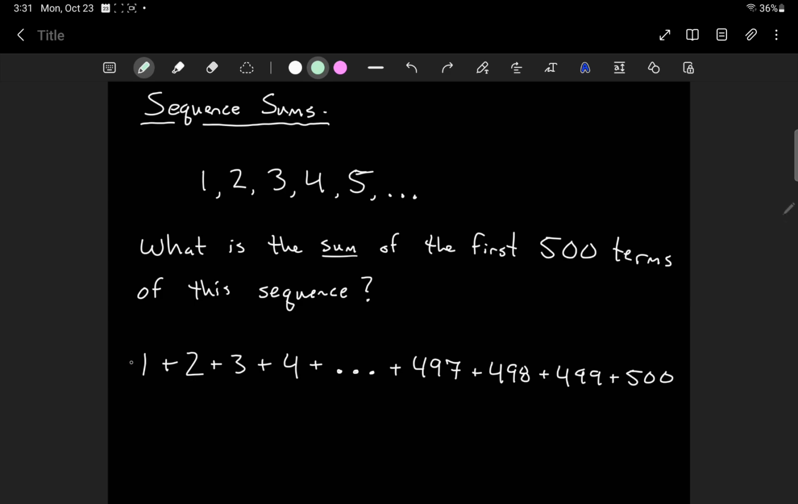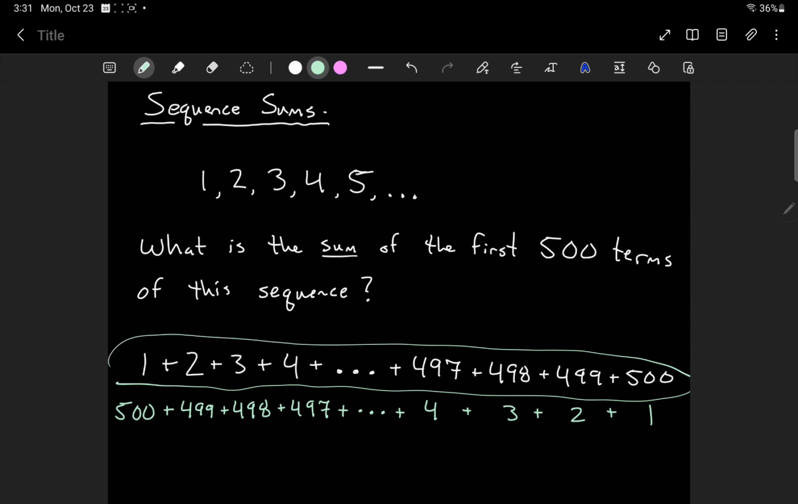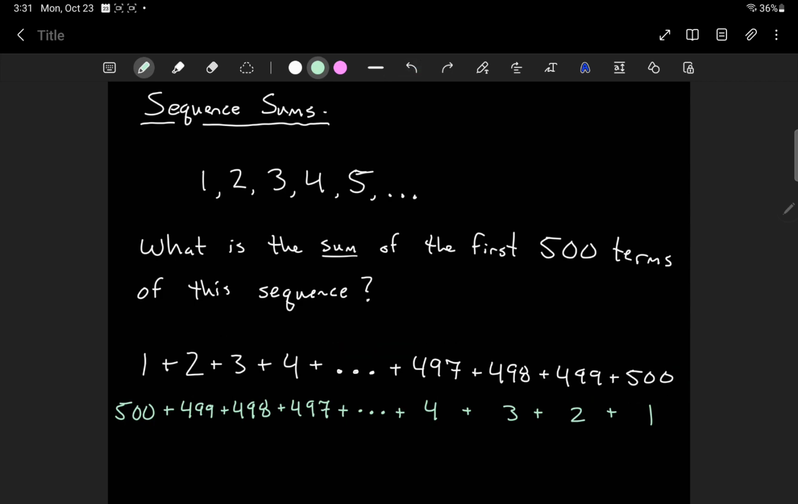So what they supposedly do in this story is the following trick. I'm going to write out all these numbers in the sequence, but this time I'm going to write them out backwards, in the opposite order. So I start at 500 this time around, and then I make my way back down to the original 1 on there. So we're trying to find 1 plus 2 plus 3 all the way up to 500.